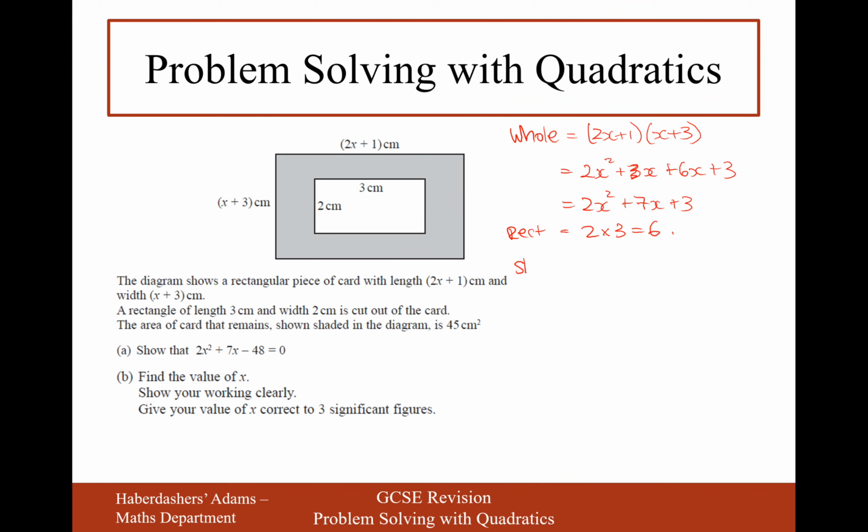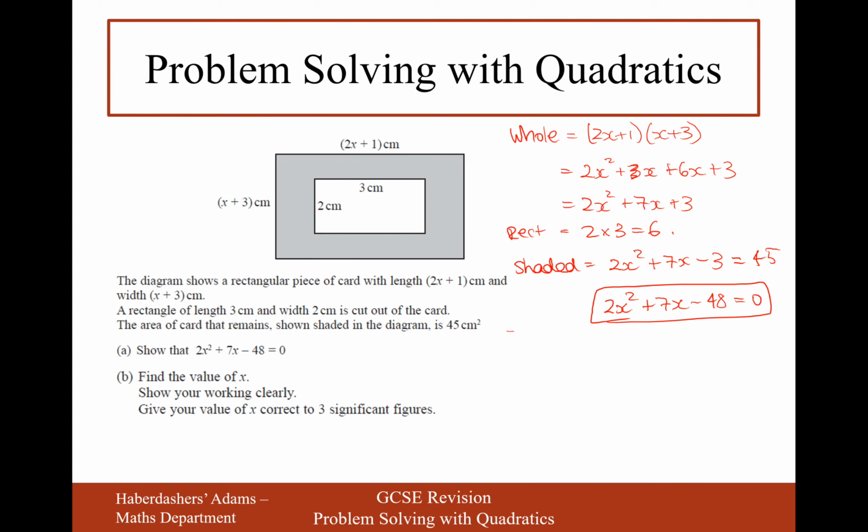So therefore the shaded region will be the difference between these two. So that's going to be 2x squared plus 7x, and then we need to take away 6, so that will now be minus 3. And we're told here that the shaded area equals 45. So let's now take away 45 onto the other side. That would now be minus 48, and there we are. That's our answer to part A.